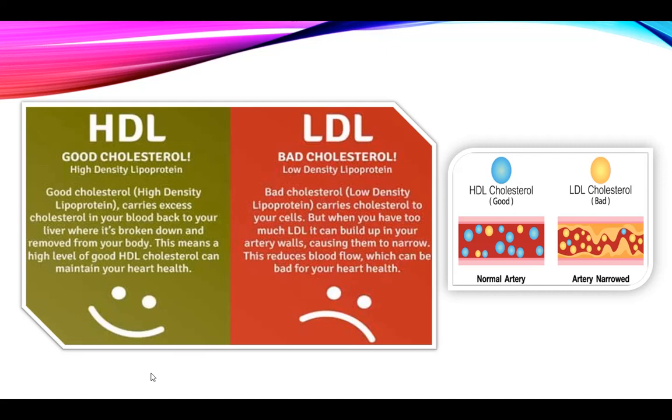You can see the yellow portion in the diagram. Over time it can erode the artery and reduce blood flow. In this diagram, the left side is the normal artery and the right side is the narrowed artery. This is due to the bad cholesterol. It can cause coronary artery disease.